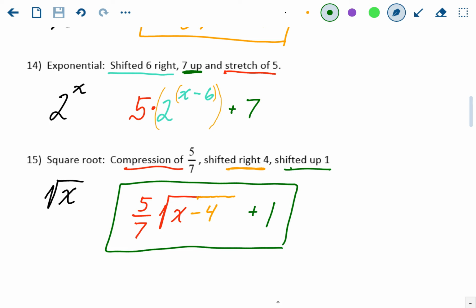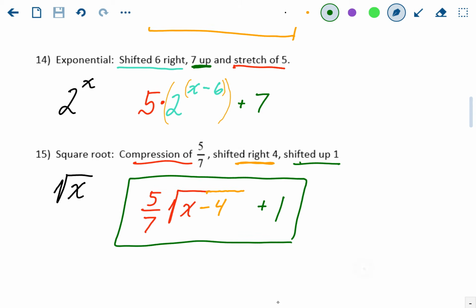All right, so that's writing functions. Again, just go piece by piece. You know where every part's supposed to go. Horizontals have to go inside the function. Vertical translations have to go outside the function. And then the compressions, stretches, and reflections go in front every single time.